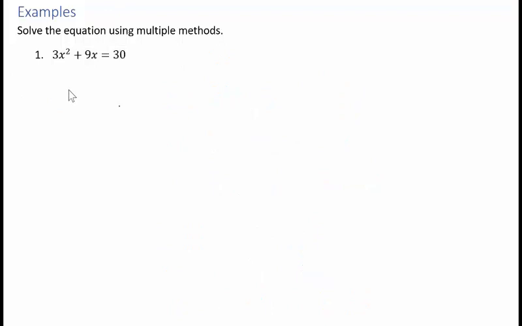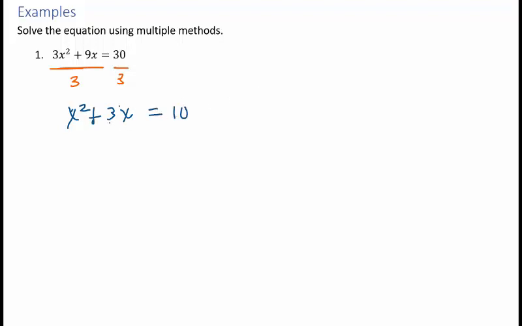I want to show you one other technique for solving this type of equation. It's probably not as fast as factoring, but you can definitely see how it will work. The first thing, I would leave that constant on the right, and we're going to do something called completing the square. I would divide all terms by 3, and that gives us a leading coefficient of just 1. So divide by whatever the leading coefficient is. And we get x squared plus 3x is equal to 10.